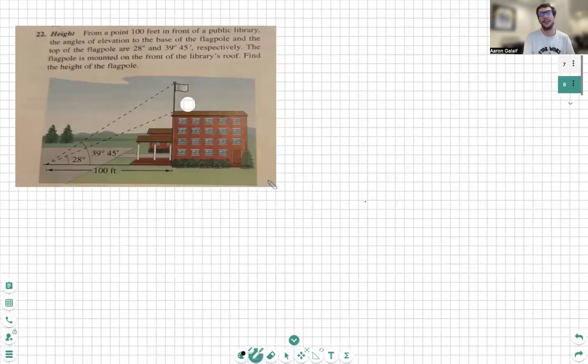Hello. In this video, we are going to go over this angle of elevation word problem. First thing we do is read the word problem.